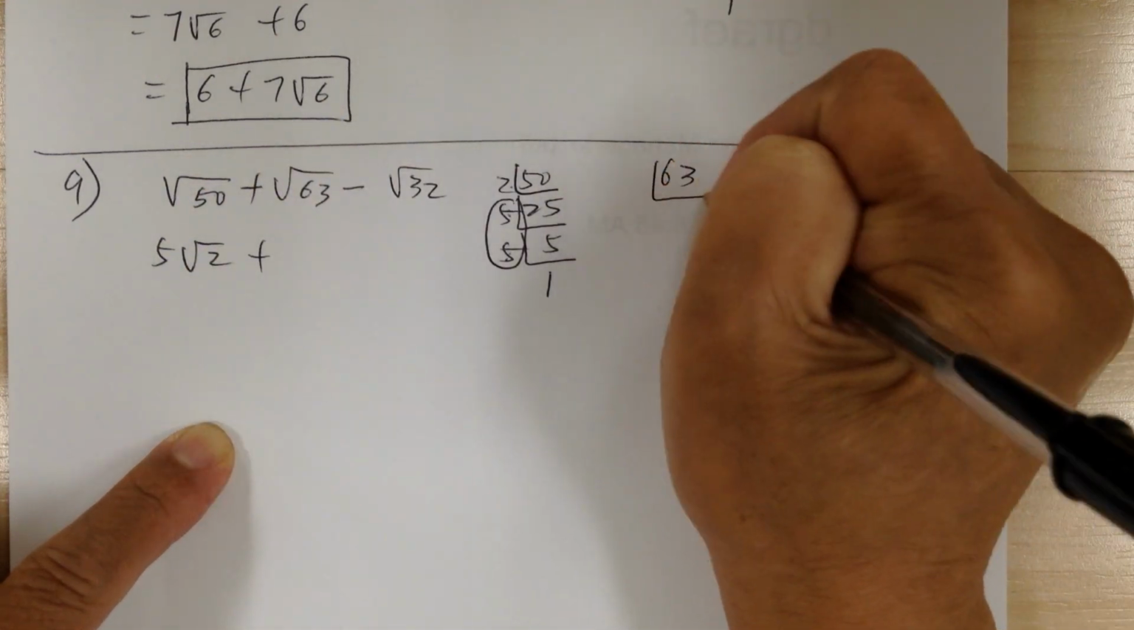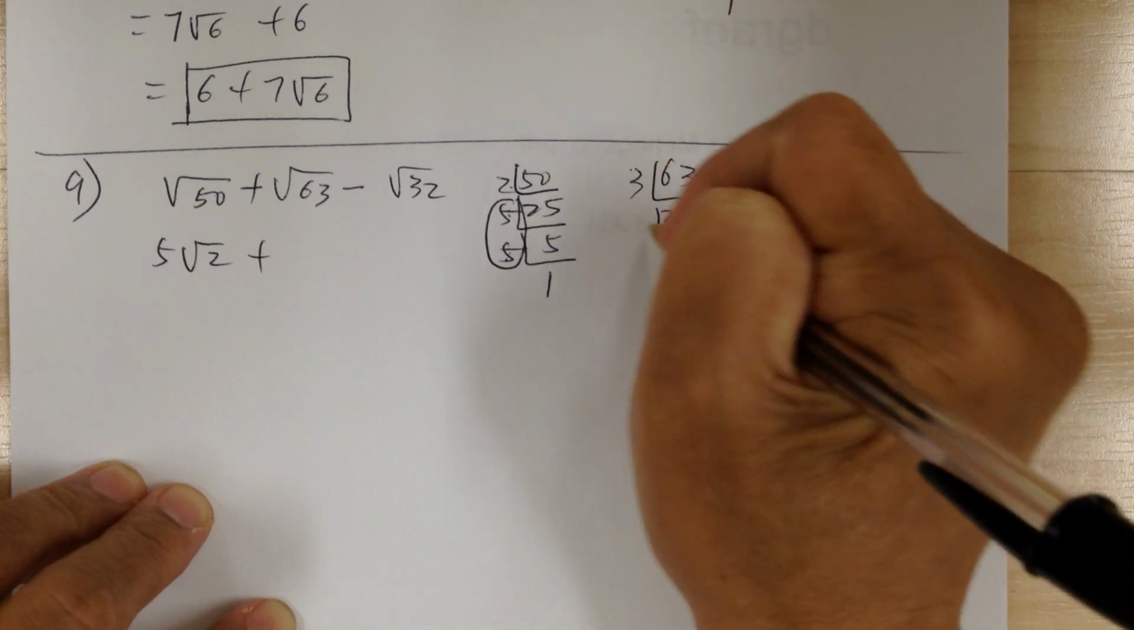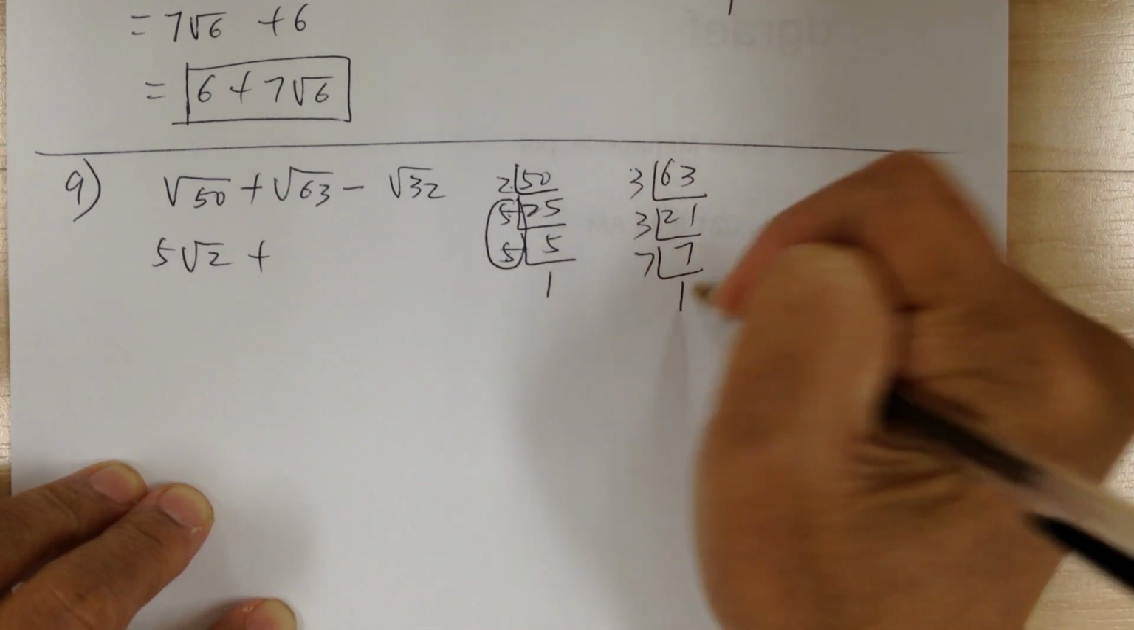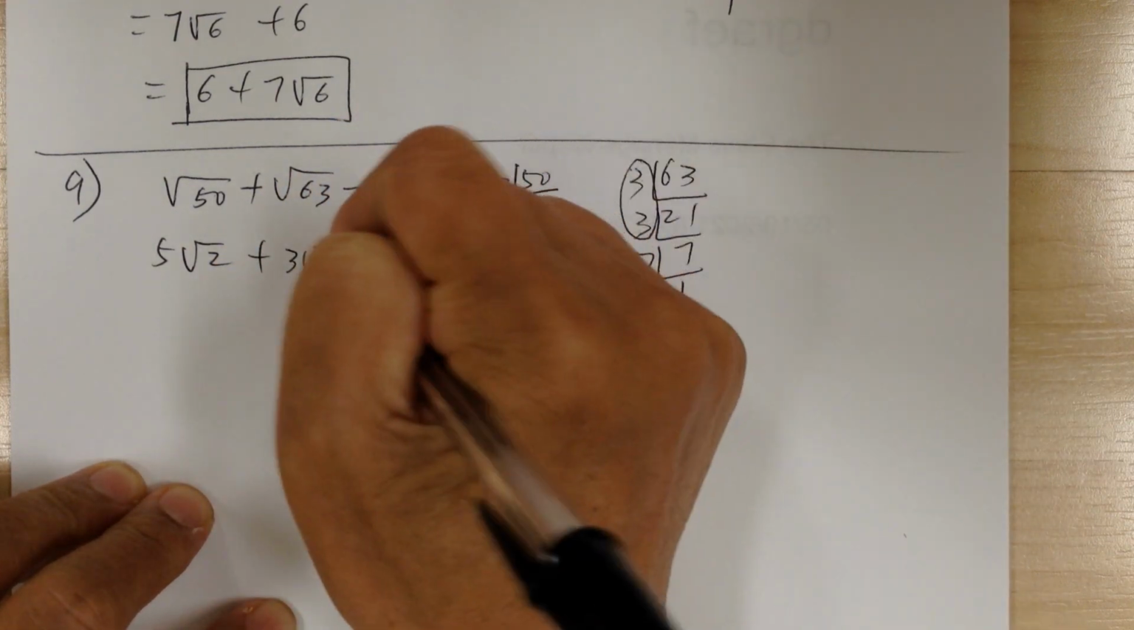Okay, now let's do the 63. So this one you cannot divide by 2. So divide by 3, you get 21. Divide by 3, you get 7. Divide by 7, you get 1. So this will give you 3 square root of 7.